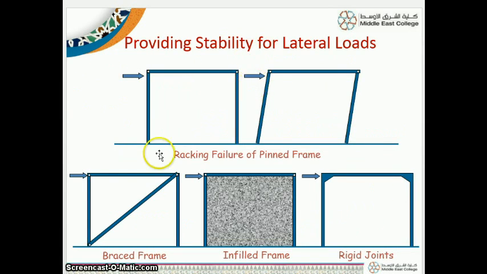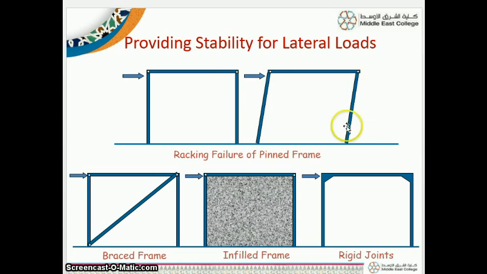Now stability. If you have a frame like this and a load is acting in this direction, the frame can deform like this. This is a racking failure of a pinned frame. These are pinned frames. We have different types of frames and supports. You can learn later: fixed support, roller support and pinned support. Generally we see these types of supports in steel structures.